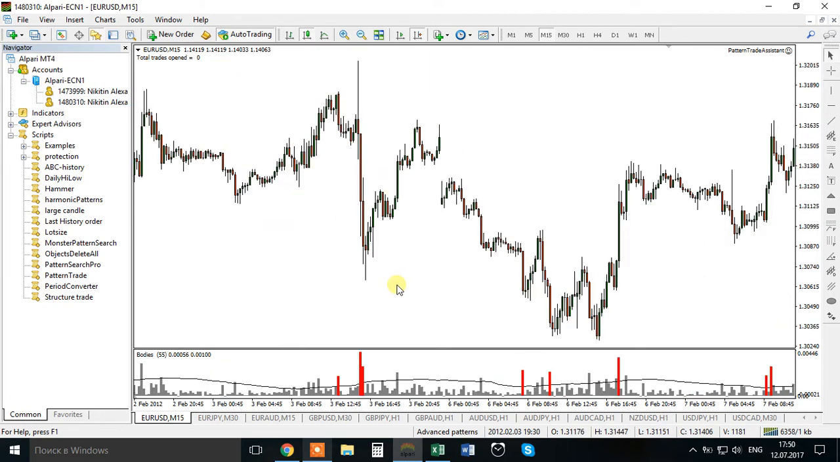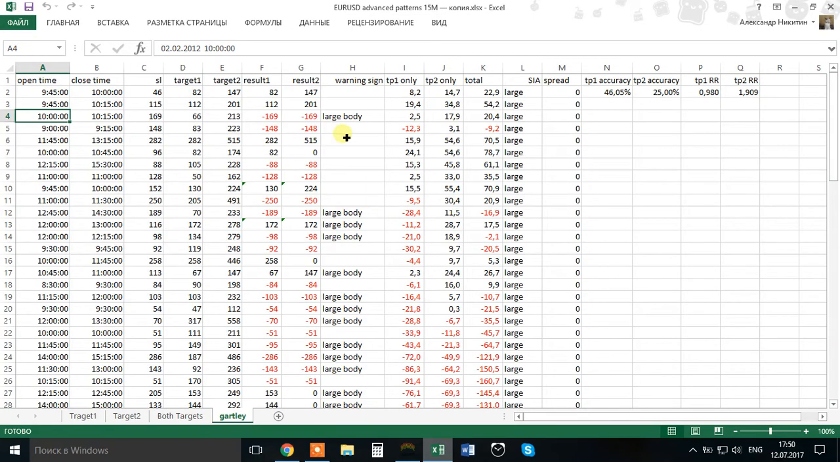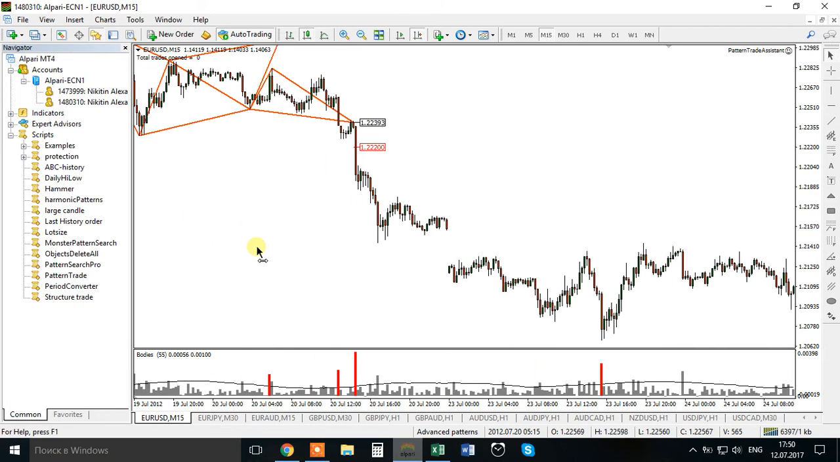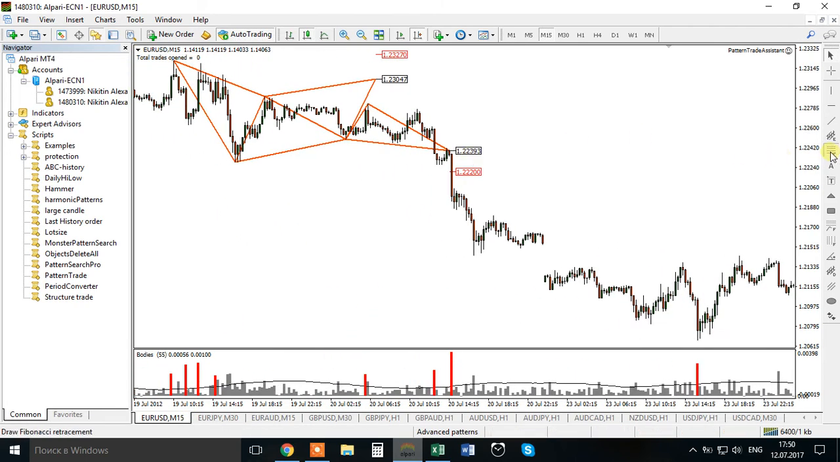Just skip that pattern, that's it. Okay, another pattern example with a large body, 2012 7 20. Let's go there. 2012 7 and 20. Yes, here is the pattern. You can see that we can stretch the Fibonacci's.